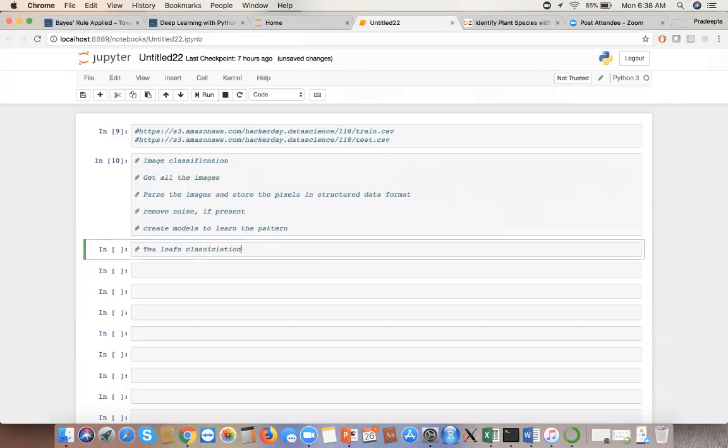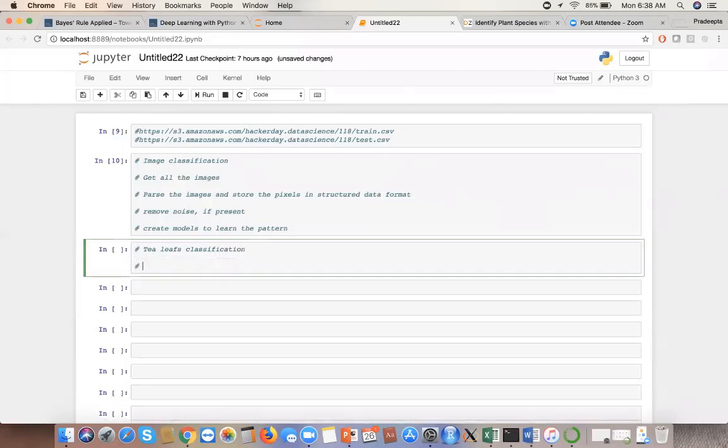Tea leaves classification. For a tea manufacturer, what is the typical process flow? The process flow is like this. The tea leaves come through various cartons and with different batches.